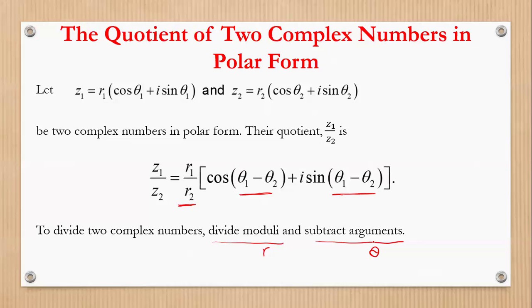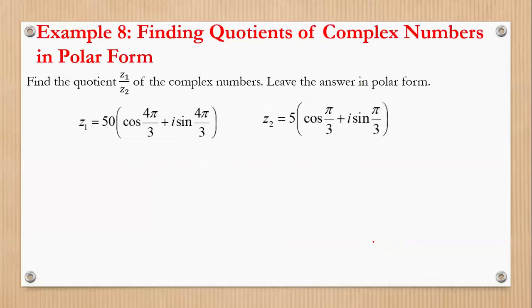So let's look at an example. We have two complex numbers here. We want to find the quotient, or we want to divide these two complex numbers. As I said, we divide R, we subtract theta. Divide R means 50 divided by 5, because it says the quotient is z1 over z2. When it mentions which one should be in the numerator, you have to start with that number. So z1 must be on top. So we divide 50 by 5, which gives us 10.